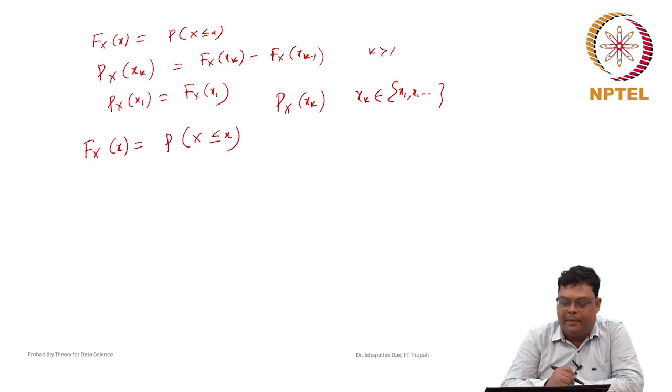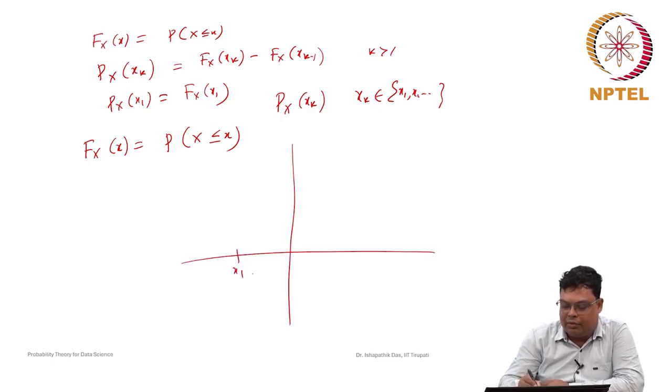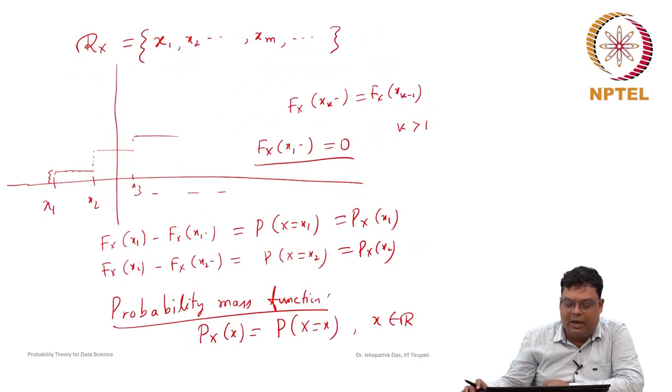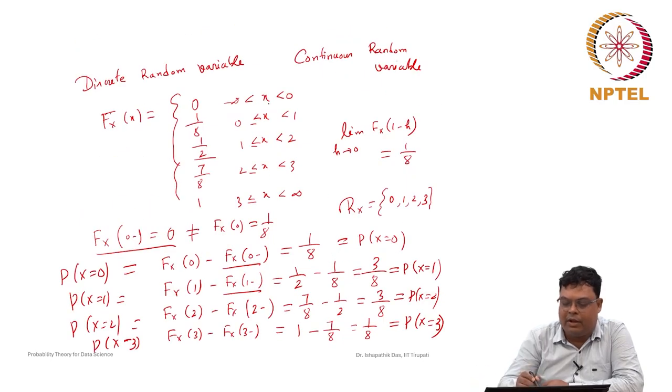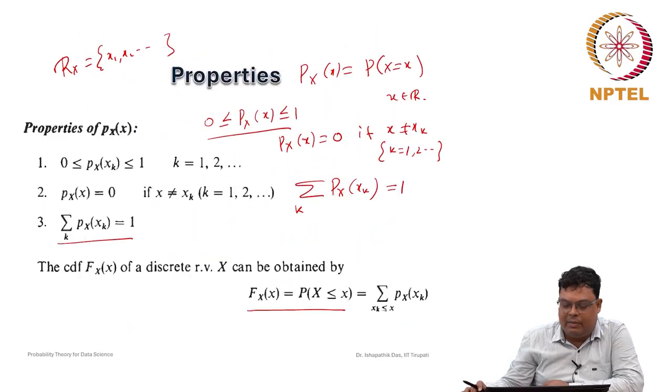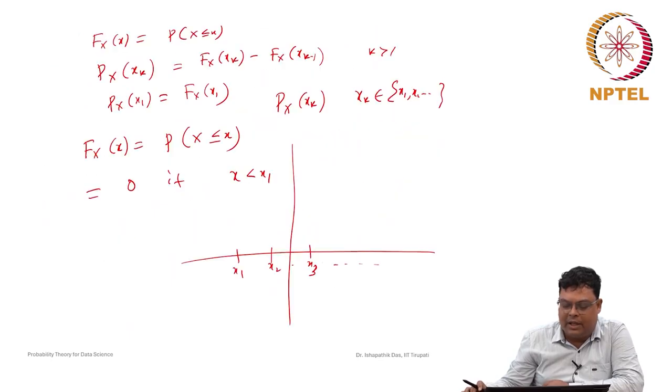So if you see this graph, suppose x_1, x_2, x_3, like this. So, x can be anywhere, and we want to find that. Now, if x is less than the minimum value, then what is the probability? This is nothing but 0. So if x is less than x_1, from the numerical example also you have seen that, whenever x is less than this minimum value, the CDF value is 0, because it will be a null set.